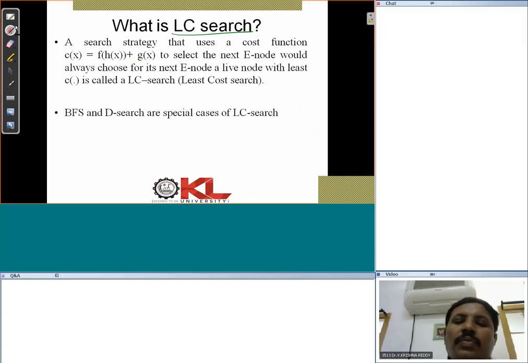BFS and DFS are also special cases of least cost search. BFS is first in first out branch and bound. DFS is last in first out branch and bound. LC search is LC branch and bound. That's why we specify that those two techniques are special cases of LC search also.